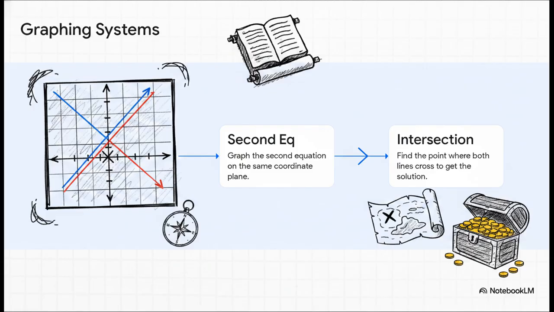All right, so how do we actually pull this off? It's a pretty straightforward 3-step mission. Step 1. You graph the first equation on your coordinate plane using its slope and y-intercept. Step 2. You graph the second equation on that exact same plane. And Step 3. Find the point of intersection. That single point gives you the x and y values that satisfy both equations. Honestly, it's as simple and as satisfying as drawing a big X on a treasure map.